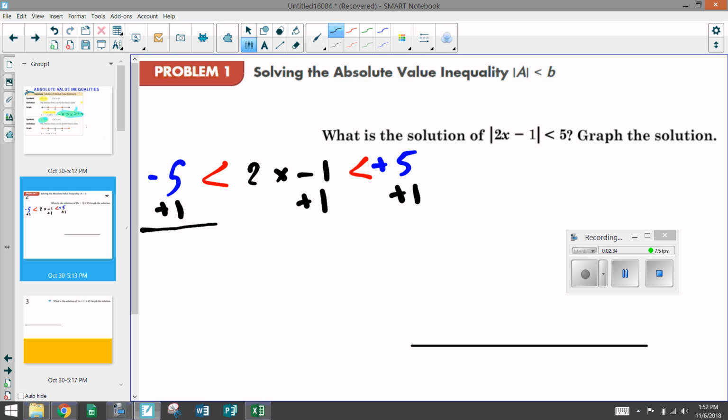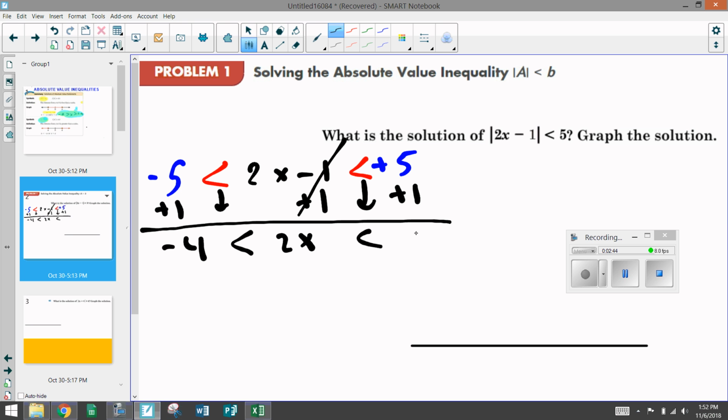What is it? -4. These cancel out, 2x. Drop these down. -4 and 6. That's right.